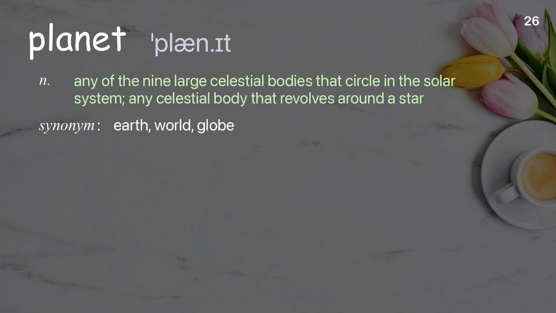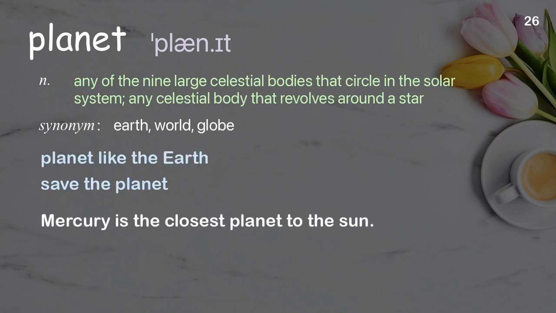Planet. Any of the nine large celestial bodies that circle in the solar system, any celestial body that revolves around a star. Examples: planet like the Earth, save the planet. Mercury is the closest planet to the Sun.